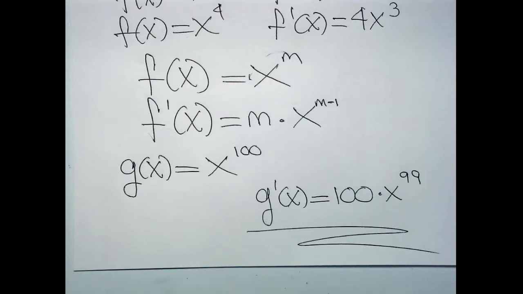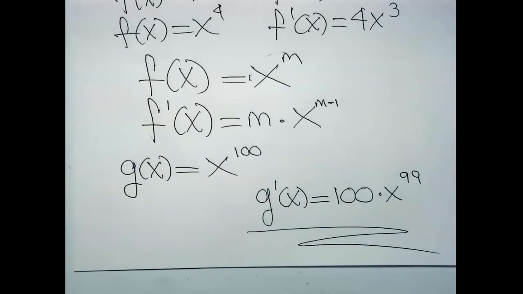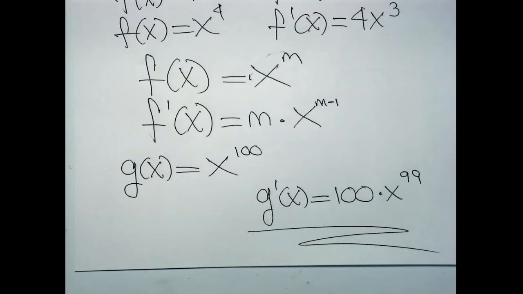So right now we have 2 very valuable rules. The valuable rules are that, number 1, the derivative of a constant is 0. Number 2, the derivative of a power function. You take the power down out front, and you deduct 1 from the power. Now the next rule I want to show you is called the constant multiple rule.